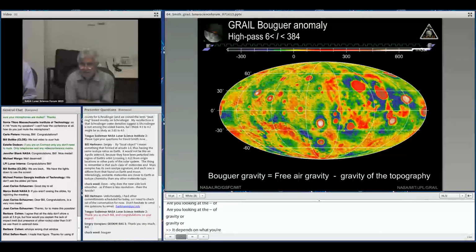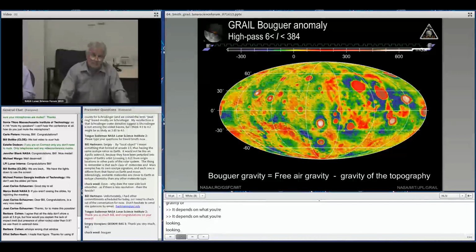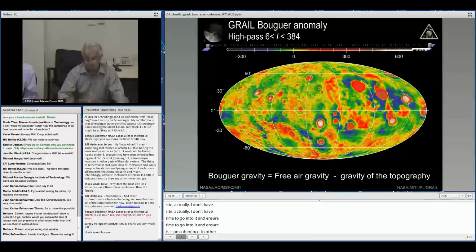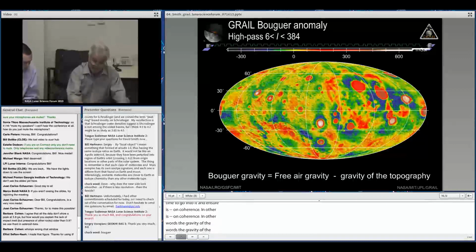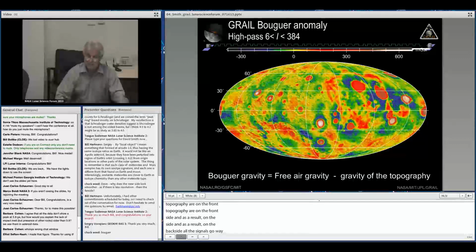Okay, if you're looking at this one here, yes, it is. You've got a lot of the Mare area, for example, where the cratering is just different than you get on the far side. I don't have time to go into it now, but that shows differently in the coherence. In other words, the gravity and the topography are not as coherent on this front side in this particular region. As a result, it looks the way it does here. On the back side, nearly all the signals go away, and you're left with rather smaller features. On the front side, it does look smoother, but that is a little deceiving because of the size of the features that we're looking at. I don't know whether that helps you, Chuck.